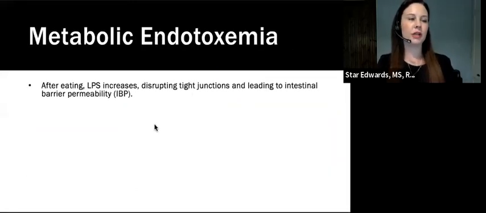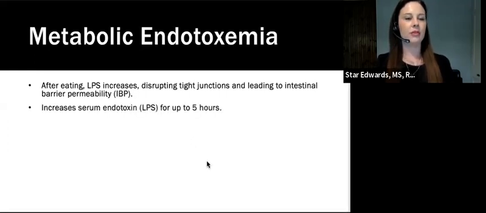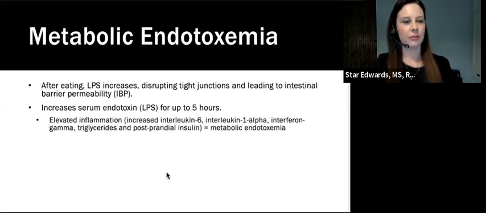After we eat, especially a meal that is higher in fat, the gram-negative bacteria die and they release this LPS toxin, and it's really not a problem until this LPS is released. When it is released, it disrupts the tight junctions and it leads to intestinal barrier permeability, so it causes leaky gut. And this is called serum endotoxin because it is a toxin. So after you eat, this process occurs for 5 hours. You'll have more of this toxin leaking through the gut barrier into your bloodstream.